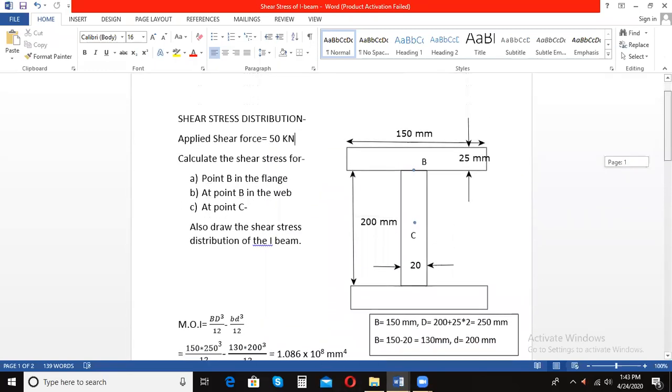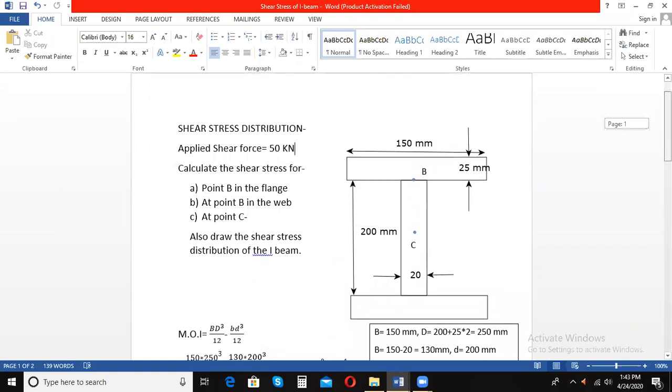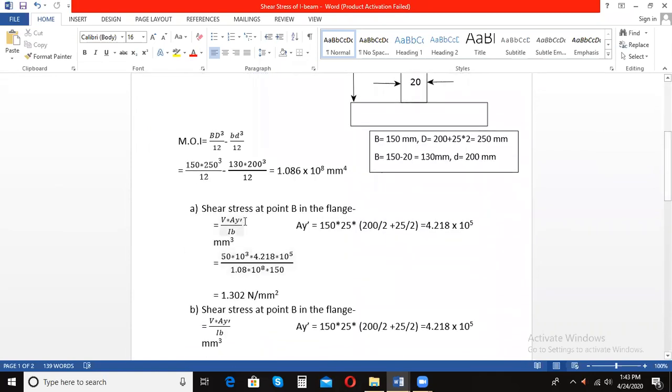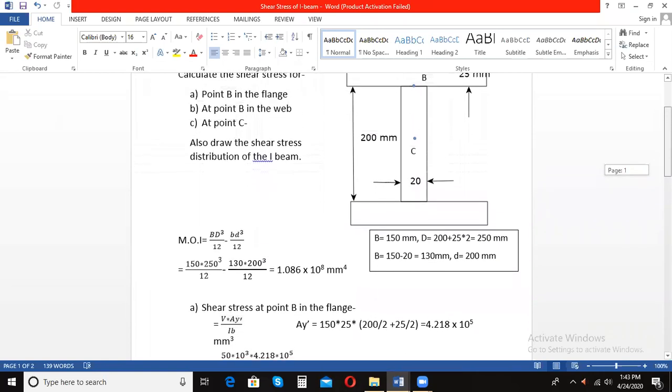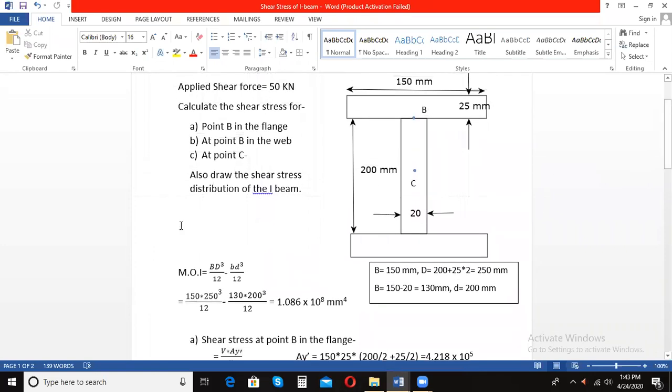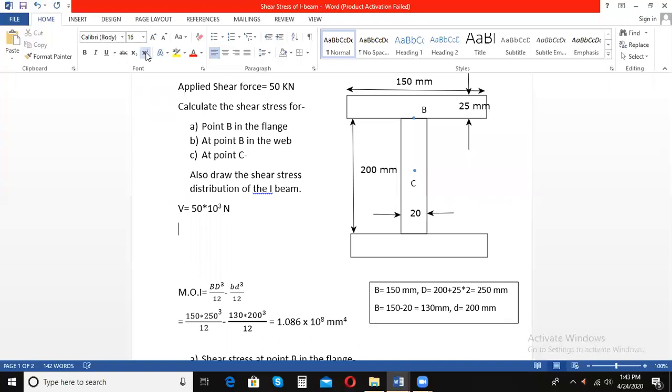So first, our basic formula was V into A y bar by I into b. Let's collect all the values. We have V equal to 50 kilonewton. Let me write it down here. V is equal to 50 into 10 to the power 3 Newton. Sorry, it should be Newton because I'm multiplying by 10 to the power 3.